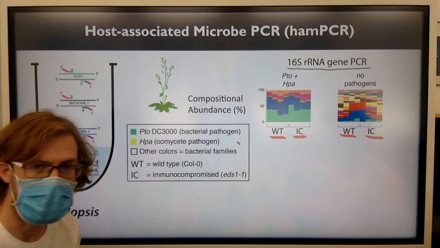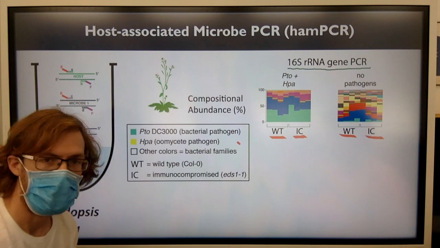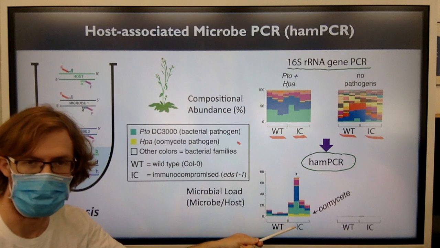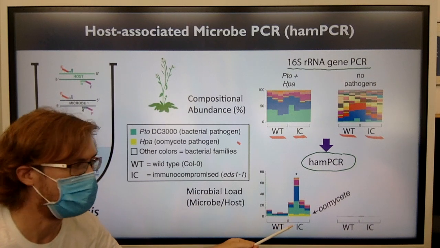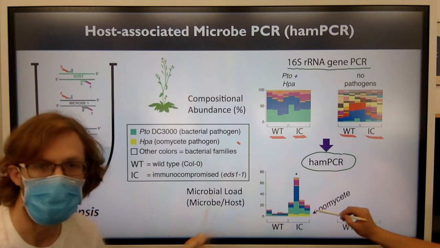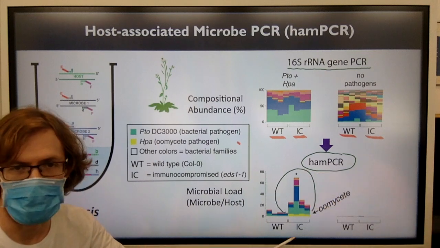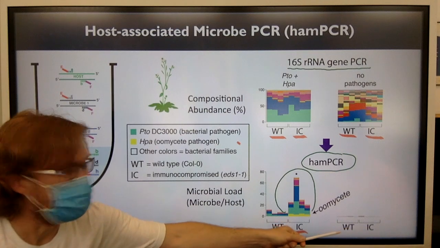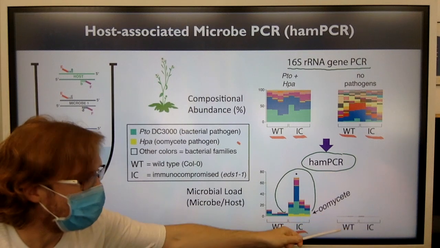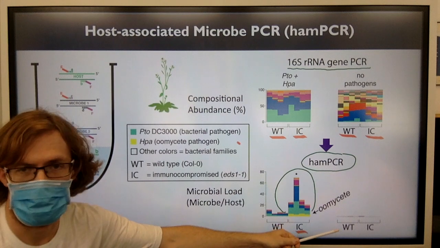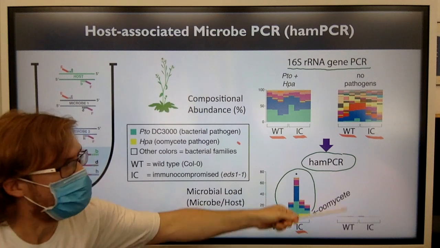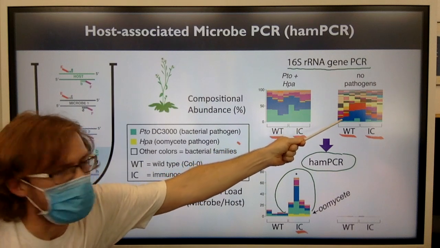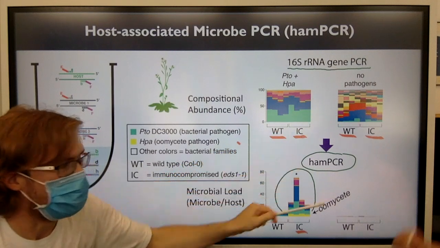Using hamPCR, which takes into account the host abundance, we see a very different story. First, we can see the oomycete because we use an additional primer pair to detect it. We also see the bacterial pathogen. We clearly see the immunocompromised plants have higher microbial load. Most strikingly, we see that the uninfected plants have extremely low microbial load. And therefore, you can see that on the top, when you scale everything to 100%, it looks like the abundance of some of these families is much higher than it actually is.